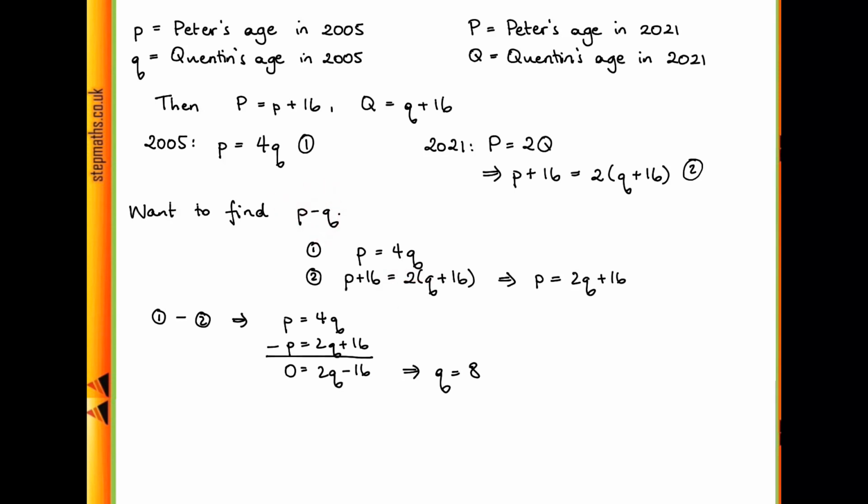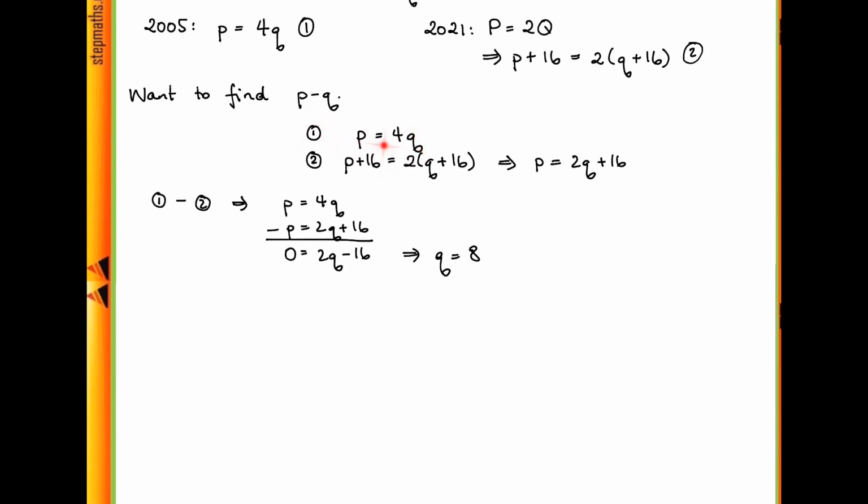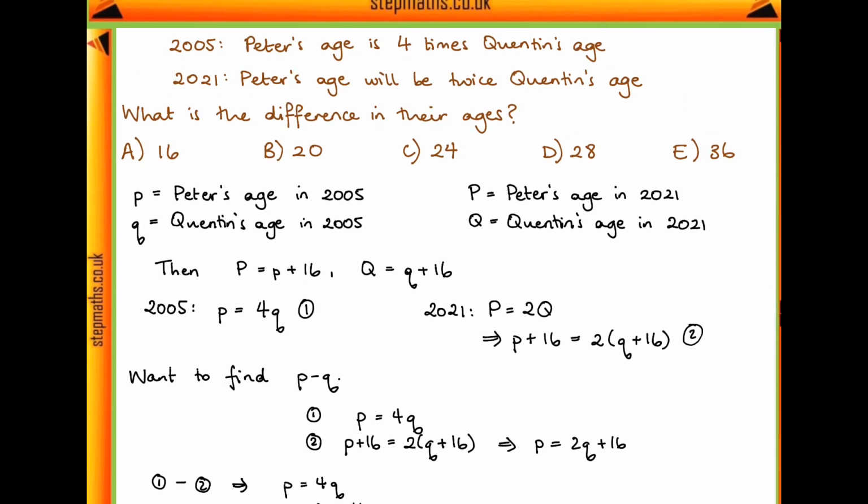But actually, we don't have to go through all those steps. So why don't I, for example, look at equation 1, and then I minus Q from it. Right, if I take Q from both sides, we see that P minus Q would be equal to 3Q. And we know that Q is 8. So that tells us that P minus Q is going to be 3 times 8, which is 24. And we see that 24 is answer C.